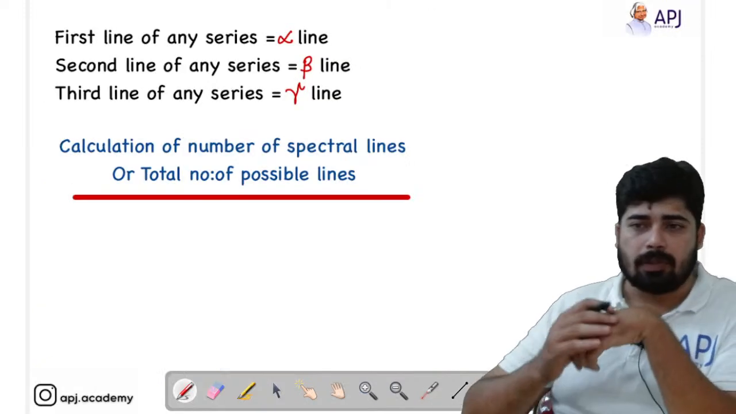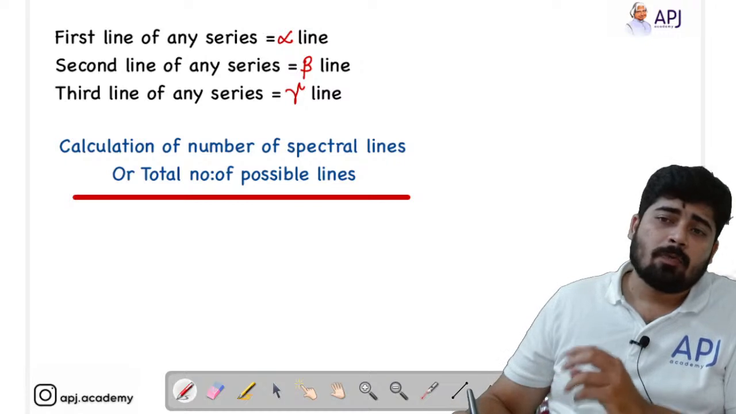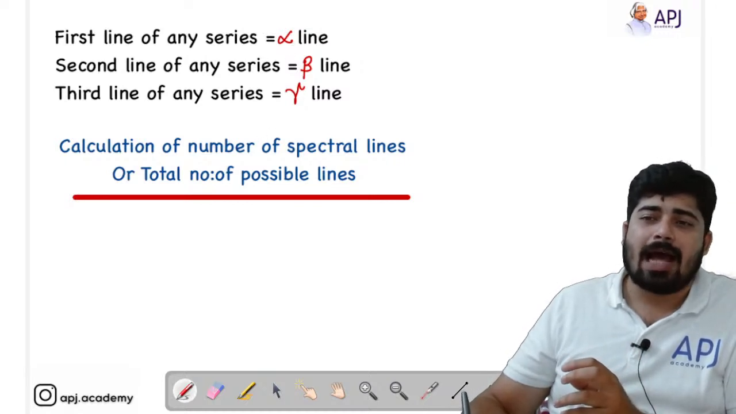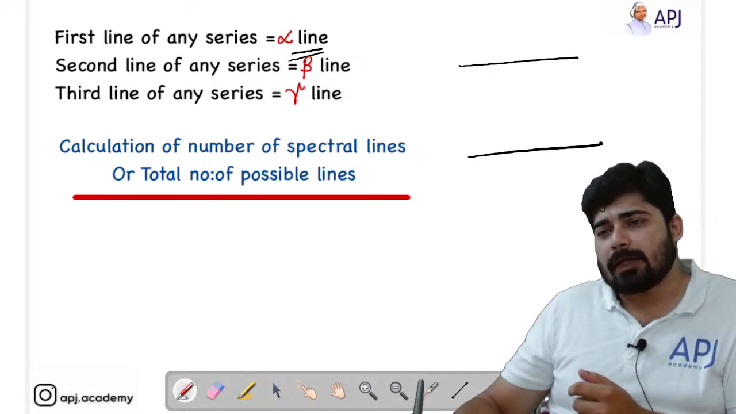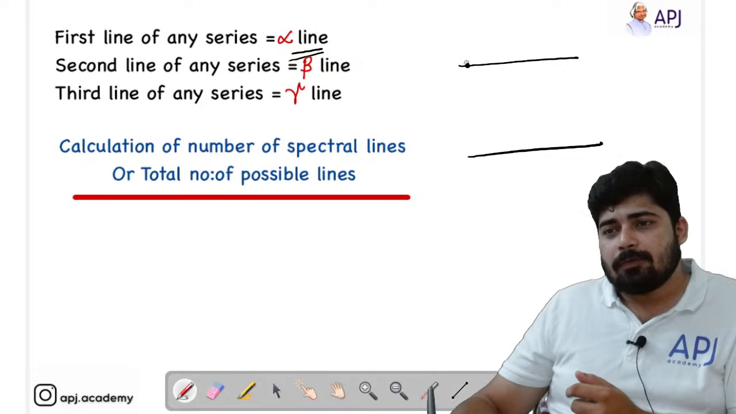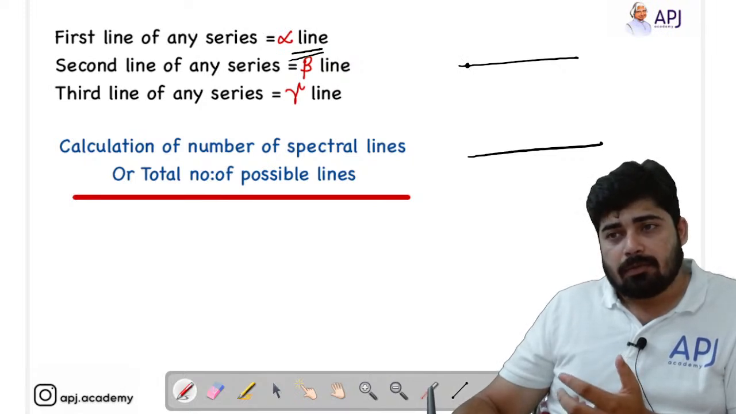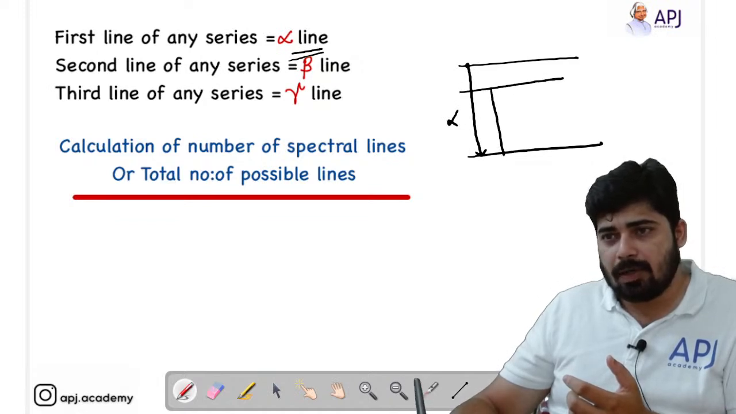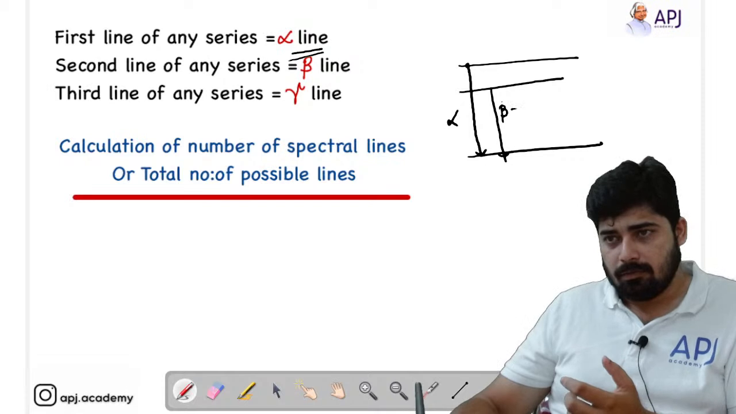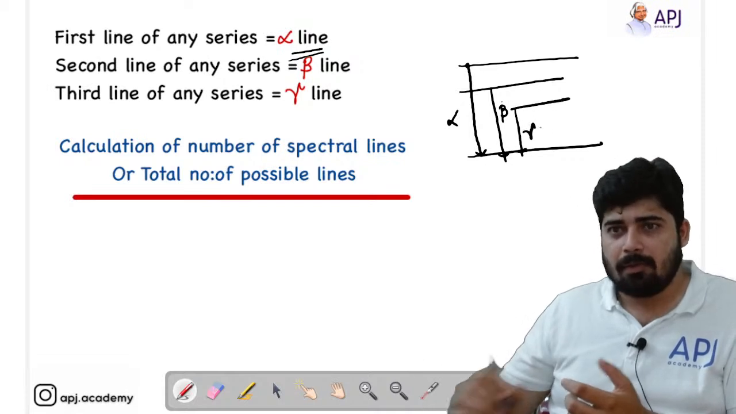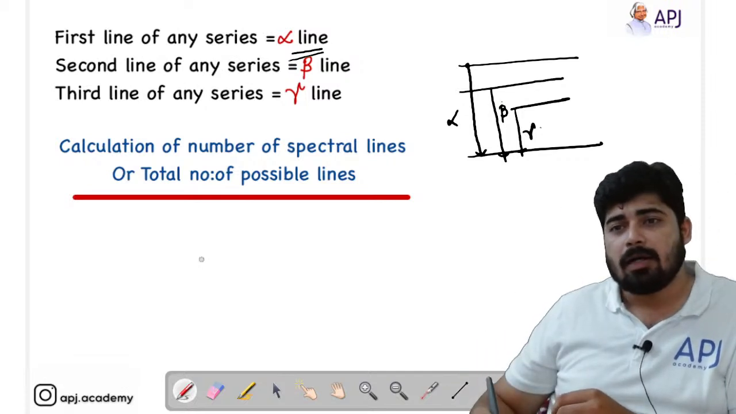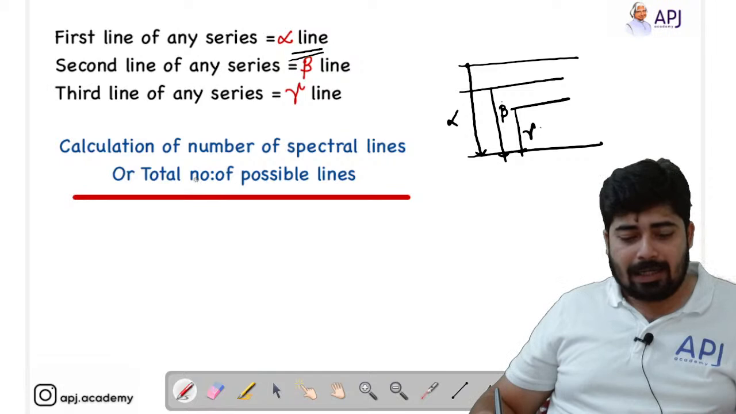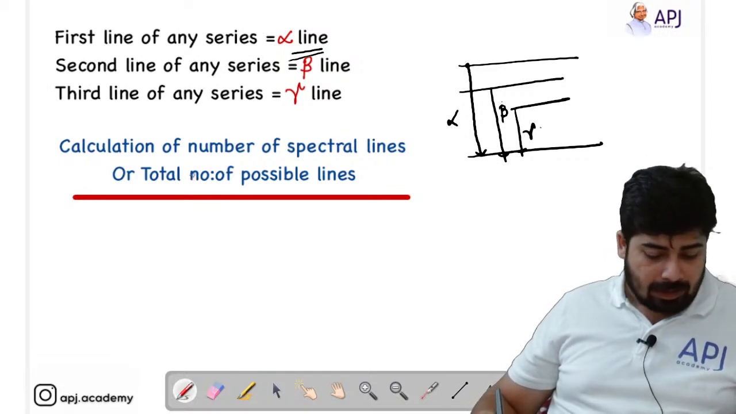Now let's move on to the next one. The first line of any series is called the alpha line. If we are considering the emission spectrum, and the electrons are jumping from 7 to 1, then obviously 7 to 1 is your alpha line. That is the first line. Then 6 to 1 is your beta line. Then the next one is your gamma line. Up to the third line, we normally give the names alpha, beta and gamma.